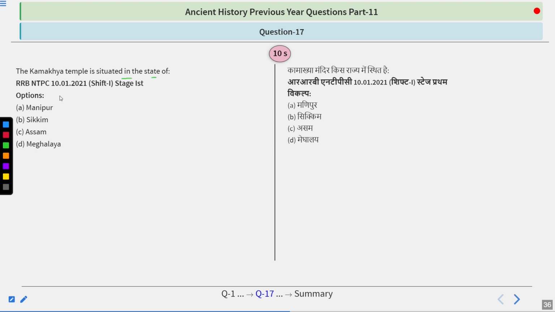Kamakhya temple is situated in the state of. Options are in front of you: Manipur, Sikkim, Assam, or Meghalaya. Try to answer this one. This is a very simple question and it is a very famous Shakti Peeth of India. So try to answer.